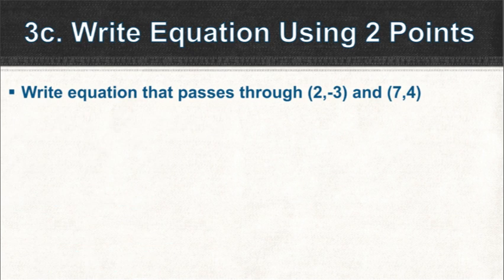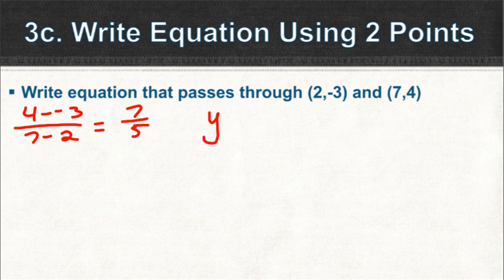Next one, write an equation that passes through these 2 points. So find my slope, 4 minus a negative 3 over 7 minus 2 gives us 7 over 5. So I choose my point. I'll choose this first one right here. So y minus a negative 3, which is y plus 3, equals my slope, 7/5 times x minus 2.